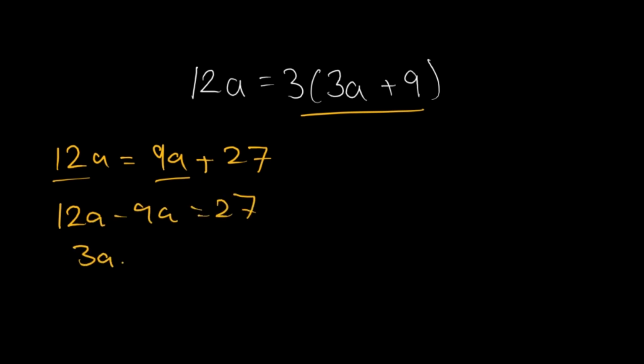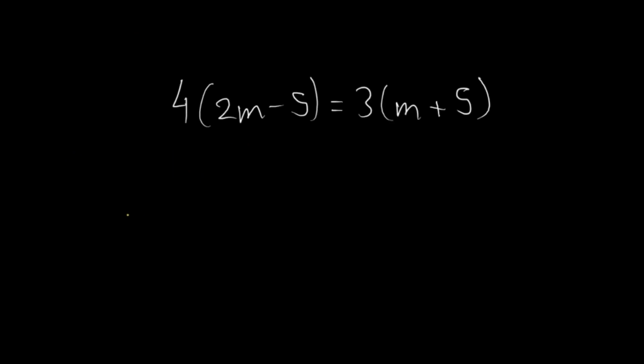So 3a equals 27. Right now it's 3 times a, so we divide both sides by 3, or you put the 3 on the other side, same thing. So a becomes 27 divided by 3. So a equals 9.